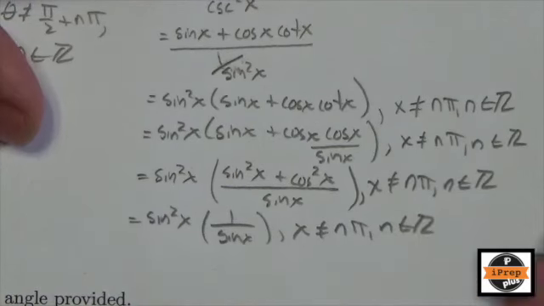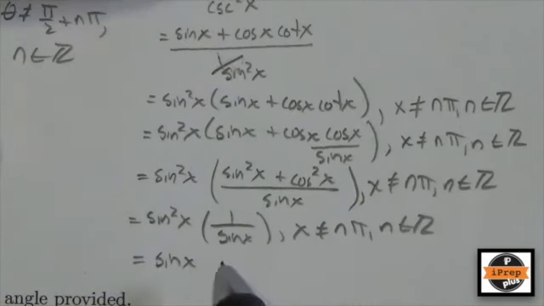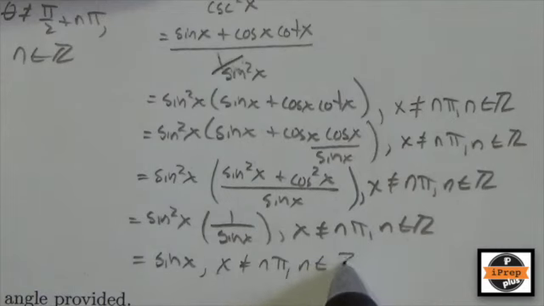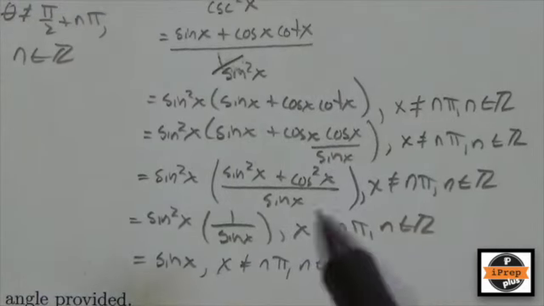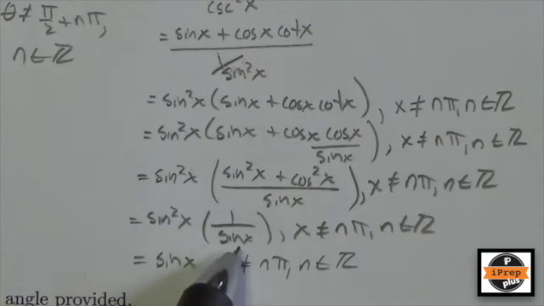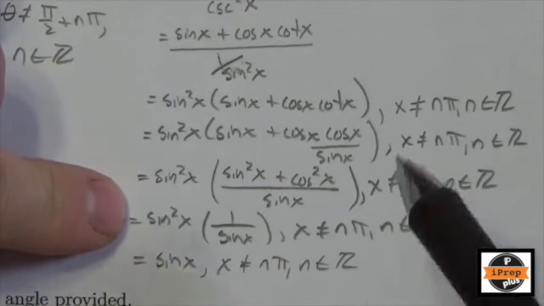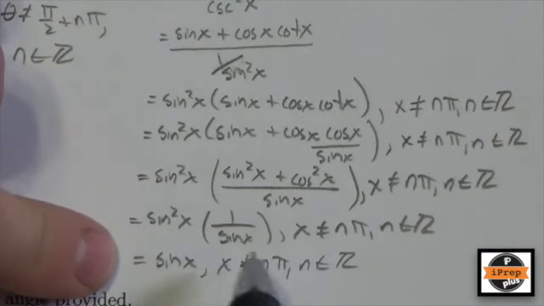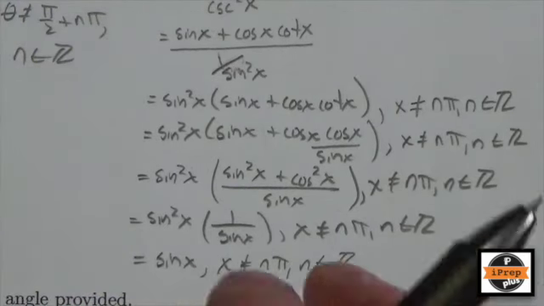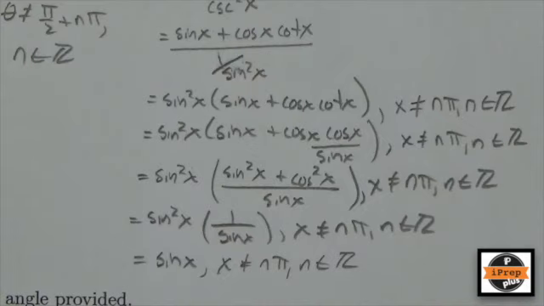Now, sine squared of x over the sine of x, one of the sines cancels, and I get the sine of x at the end here, where x cannot equal n times pi, where n is an element of the integers. Now, I canceled a sine here, but I've already addressed that issue that sine can't go to 0, and that's where the n pi comes from. So that's already been dealt with, and so that's the restriction that we need.